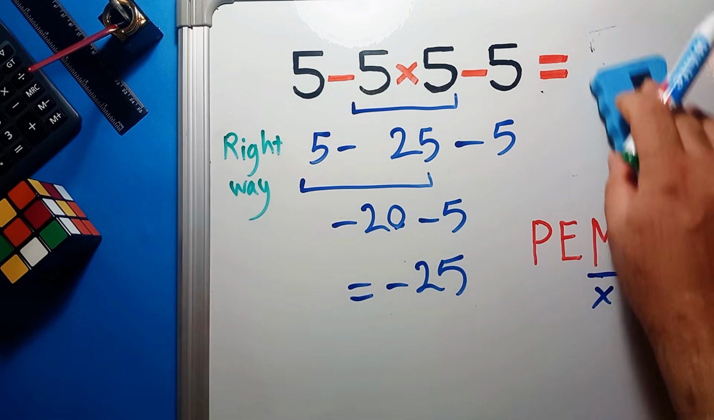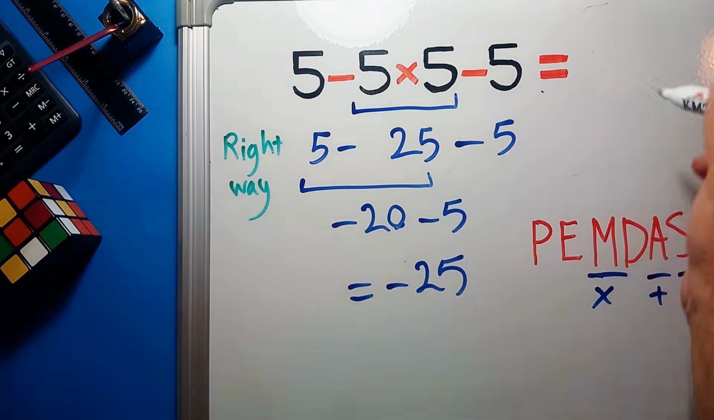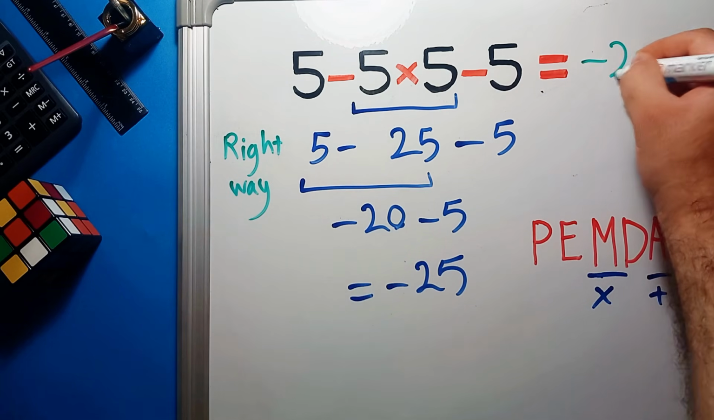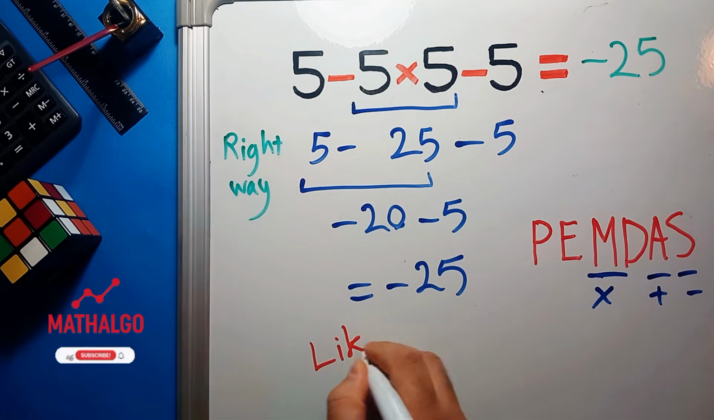The mistake wasn't arithmetic. The mistake was ignoring structure. PEMDAS exists to stop exactly this kind of shortcut.